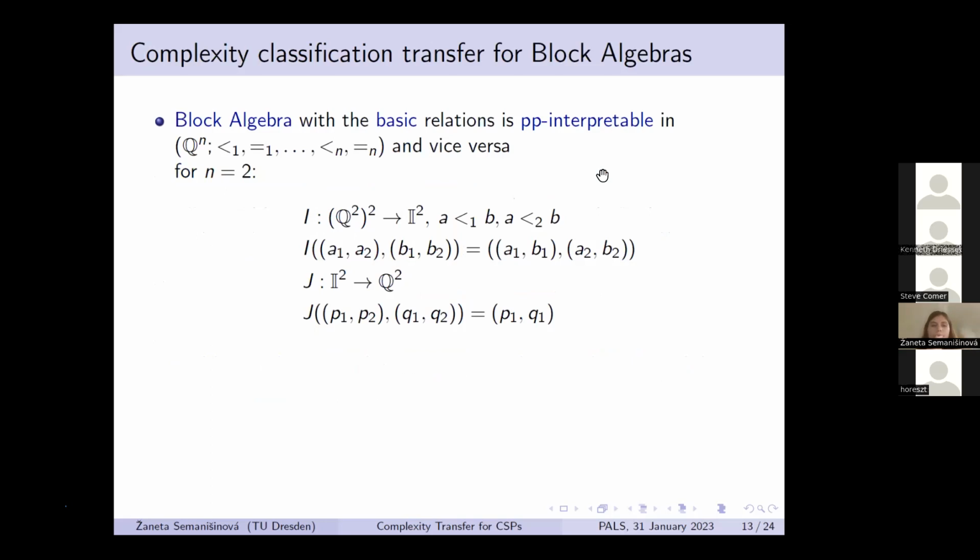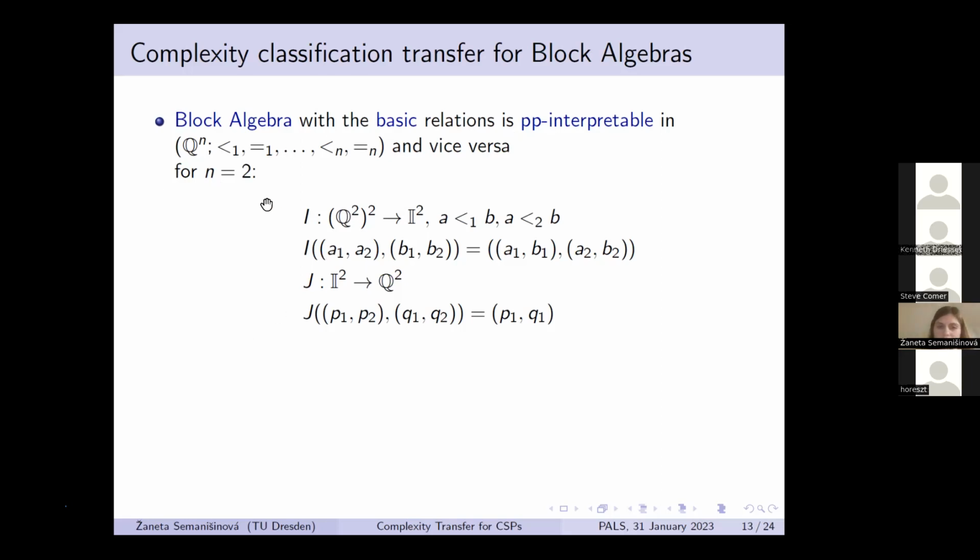Yeah, and so now the question is, can we use the complexity classification transfer, which was somehow more involved and should allow us to do more, to classify these block algebras, or the CSPs of these block algebras, again using the algebraic powers of Q with order? And the answer is yes, because there is this mutual pp-interpretability between the structures that we need for transfer.